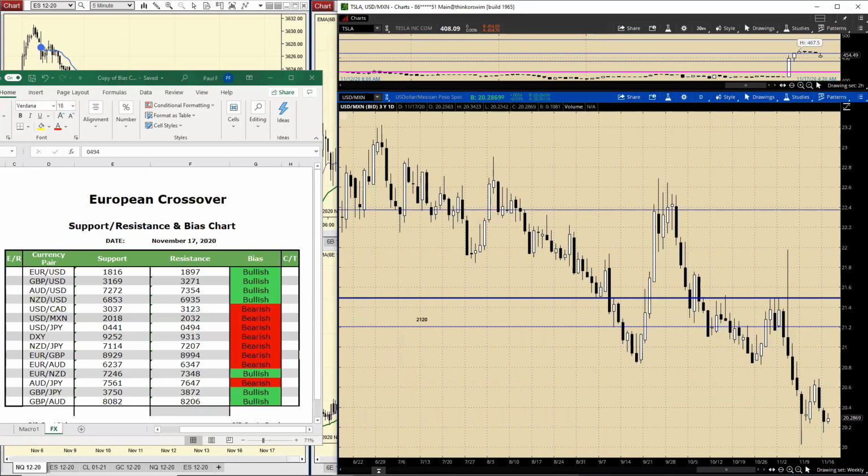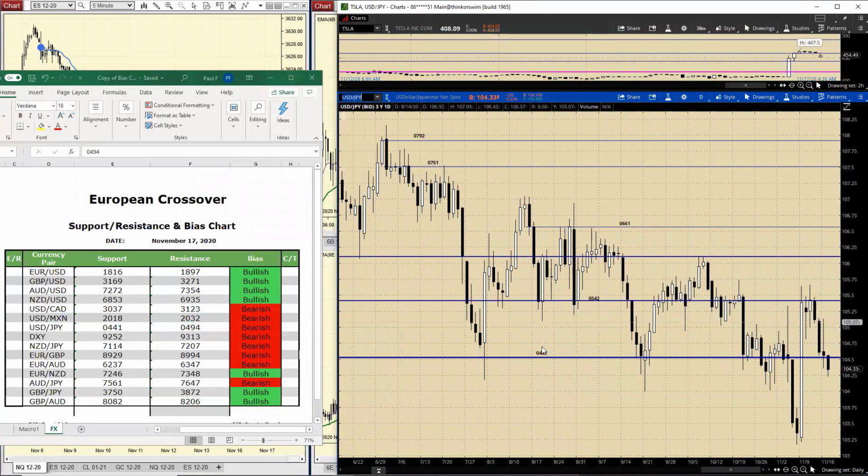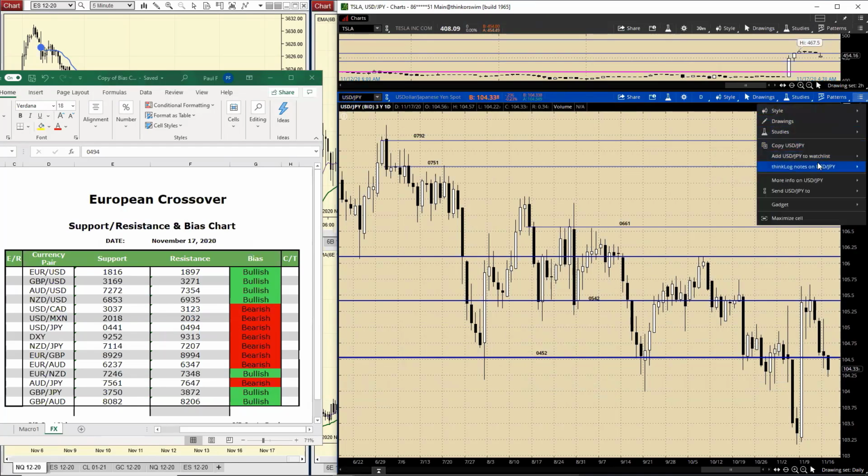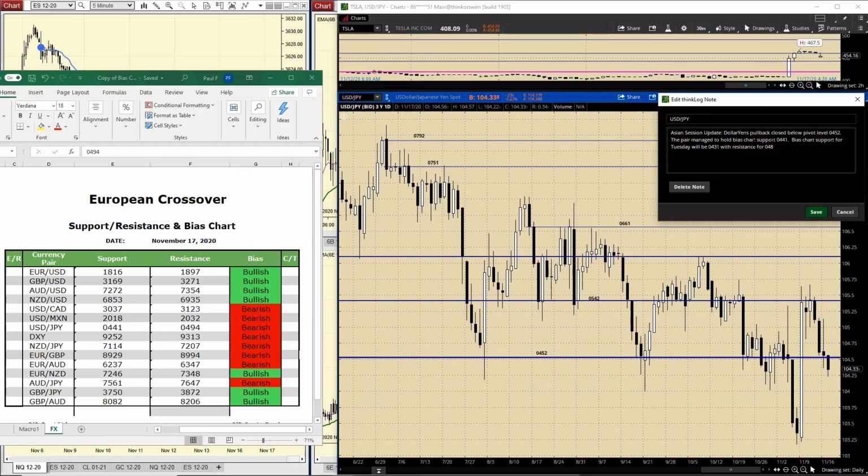Dollar yen. Dollar yen pullback closed below the pivot level of 452. The pair managed to hold the bias chart at 441. Bias chart support for Tuesday will be 431. Looks like we made it down to 425 with resistance at, that's supposed to be 480 something. Doggone it. Hang on. So it's 431.